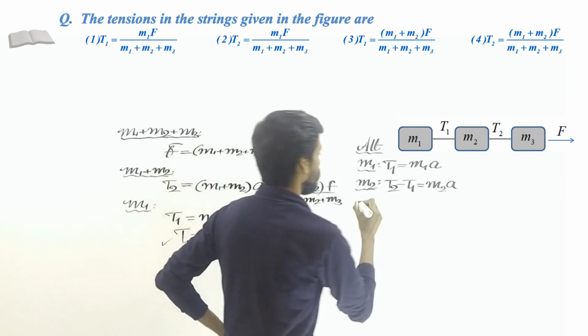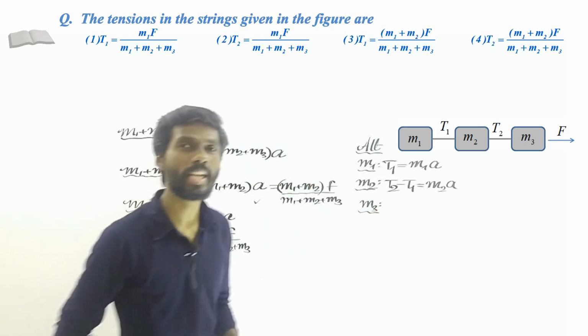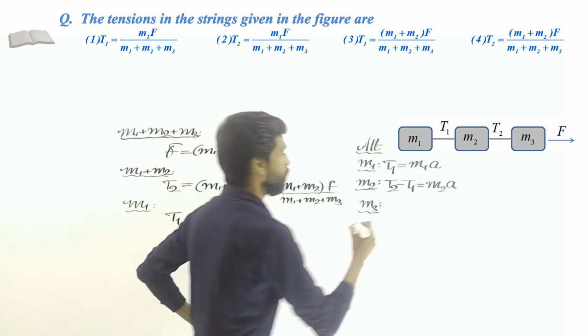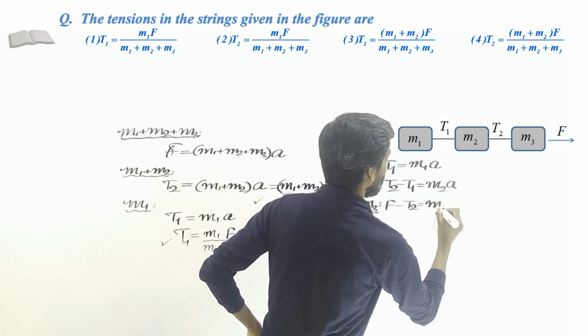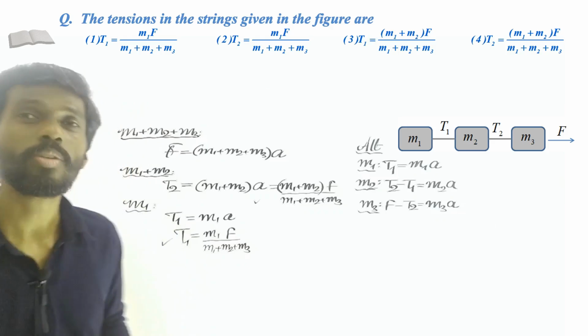Now let us consider m3. What are the forces acting on m3? F in the forward direction, F in the positive direction. In the opposite direction we have this tension T2, so F minus T2 equals m3 multiplied by A. So these are the three equations. Now solve them, and you get our required answers.